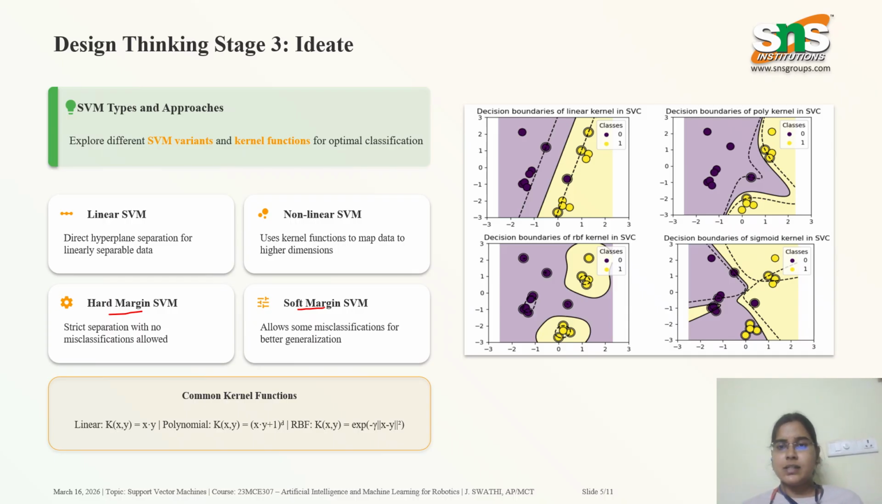For example, in this image you can see some misclassifications, so it goes for the soft margin. And here you can see no misclassifications are allowed. It strictly follows the points, so that comes under the hard margin. Coming to linear and nonlinear, here you can see a linear straight hyperplane, and here we have the nonlinear polynomial type, so it can be adjusted according to the separation type.